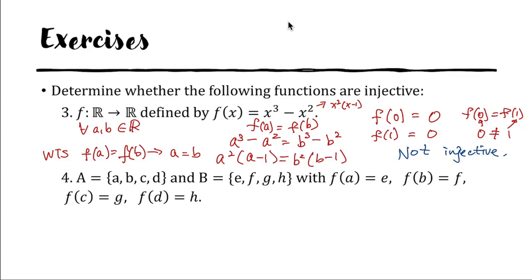So to show a function is not injective, you just give a counterexample, right? So find an output that's the same, but you have multiple inputs that go to that output. Any questions here?